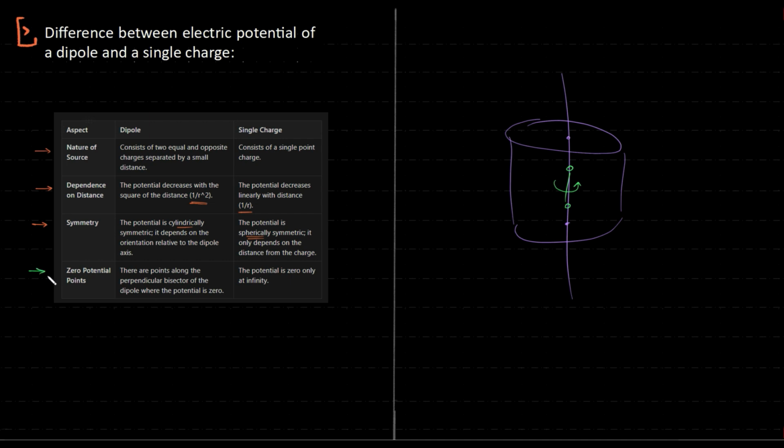Regarding zero potential, along the perpendicular, basically your equatorial line, the dipole has a zero potential throughout this line. You can use the phrase equatorial. The potential is zero for a single charge at infinity. For the dipole, it is zero all along your equatorial points.